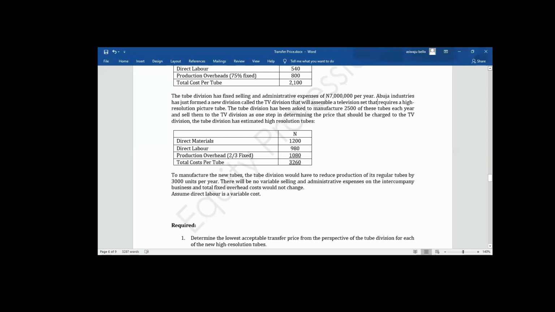And there must be a price at which tube division will sell to television division. To manufacture high resolution tubes, we have the direct material cost, the labor cost, and overhead. Examiner says 2/3 of the production overhead is fixed. If 2/3 is fixed, what is the variable amount? You are going to interpret this quickly to yourself. If 2/3 is fixed, it means that 1/3 is variable.